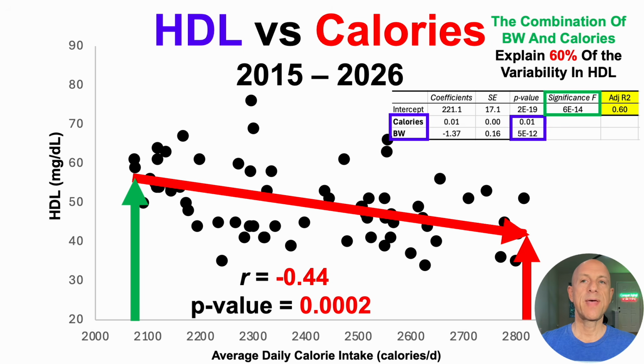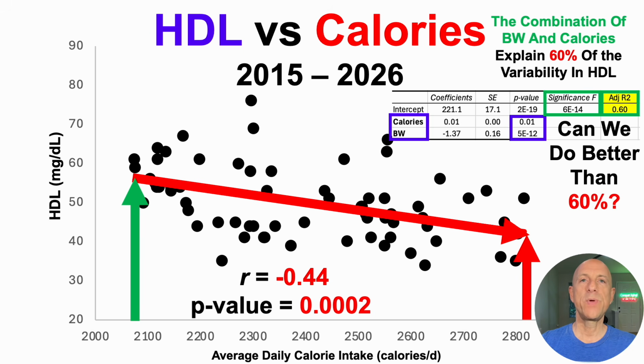And we can evaluate that by looking at the significance F, which is far below a statistical significance threshold of 0.05. And then in terms of the percent variability explained in HDL, we can see that with the adjusted R squared at 0.60 or 60%. Now, 60% isn't too bad from being able to predict a given biomarker, but can we do better?